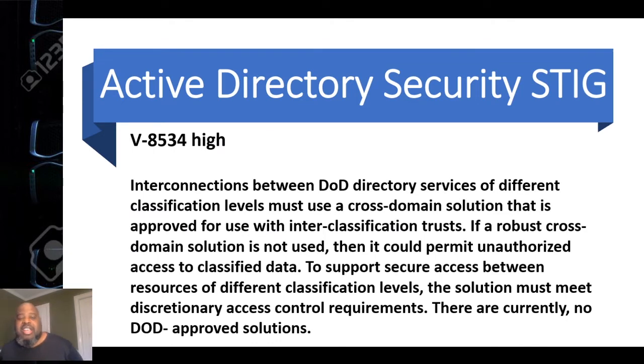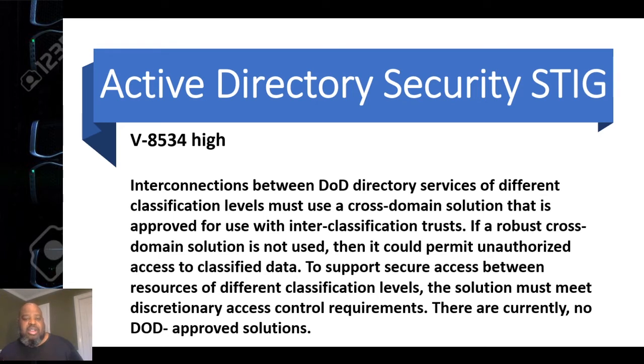V-8535 is a high. Interconnection between DoD directory services of different classification levels must use a cross-domain solution that is approved by the Interclassification Trust. If a robust cross-domain solution is not used, then it could permit unauthorized access. To support secure access between different classifications, the solution must meet discretionary access controls; there are currently no DoD solutions.